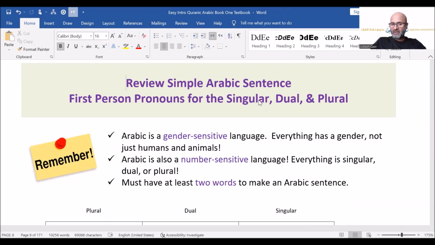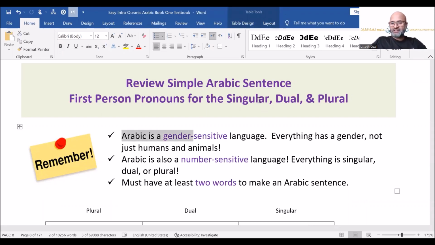Let's review everything we have studied so far. Arabic is a gender-sensitive language. Everything has a gender, not just humans and animals. Arabic is also a number-sensitive language, so everything you see will be singular, dual, or plural. And this is something you have to get used to early on in the language.